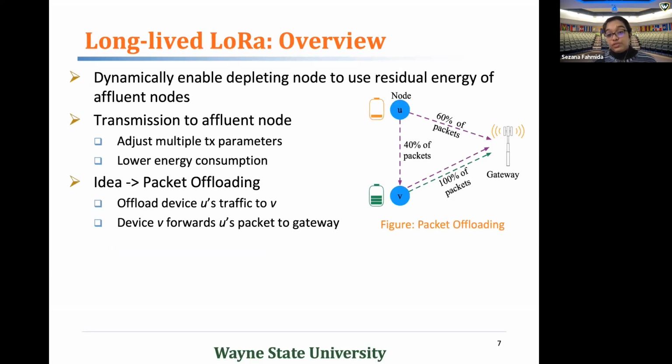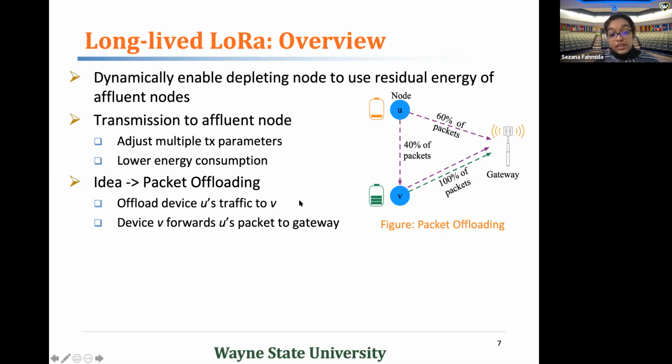Now let's look at how we achieve that. Our idea is called packet offloading. If you look at the figure here, node U, which is a depleting node, and node V, which is an affluent node, are both sending packets to the gateway. But after sending 60% of its packets, node U stops sending packets to the gateway and sends its packets to node V instead. Node V delivers the rest of node U's packets to the gateway on node U's behalf. We call this a transferal of responsibility for packet delivery from node U to node V, the packet offloading from node U to V.